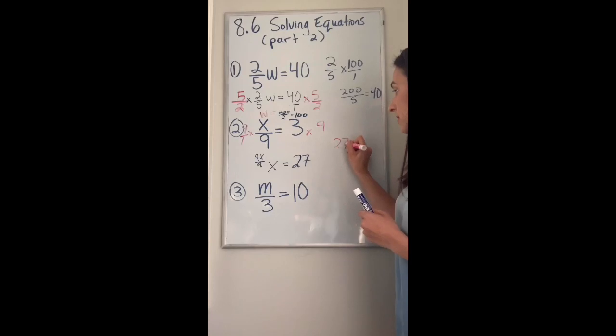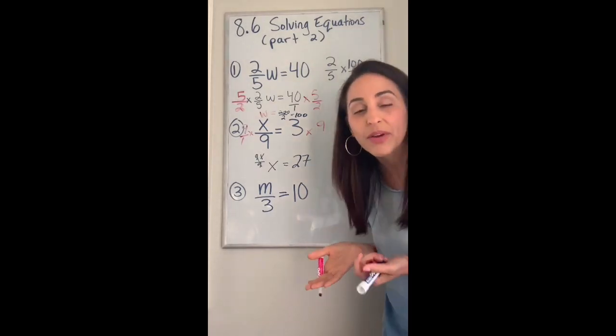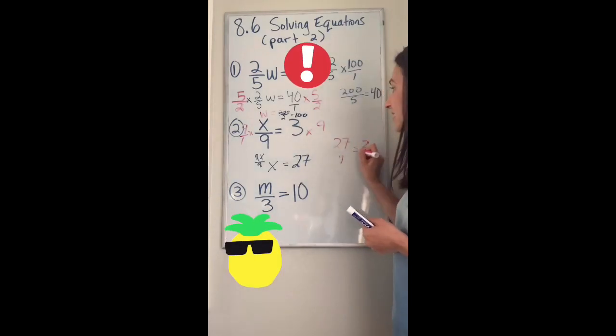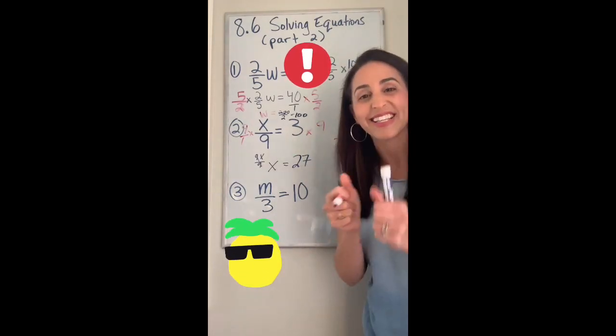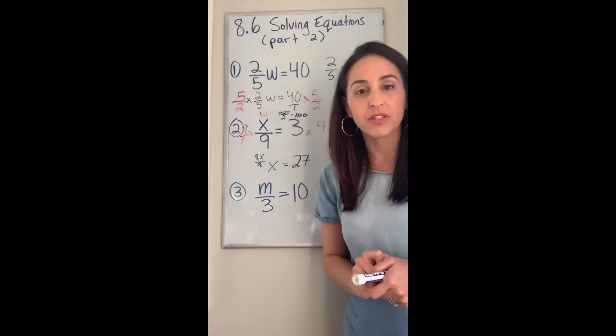27 divided by 9, what is 27 divided by 9? 27 divided by 9 is 3. Yes, we did it right. It's right here, the 3 is right there. Yes. Okay, let's move on to the last example.